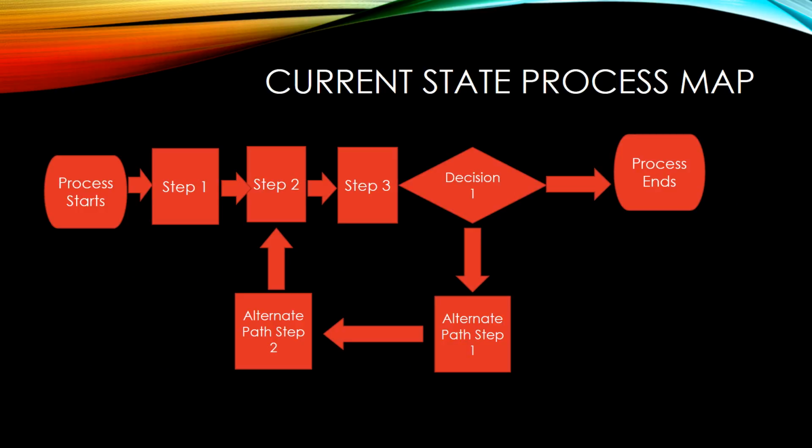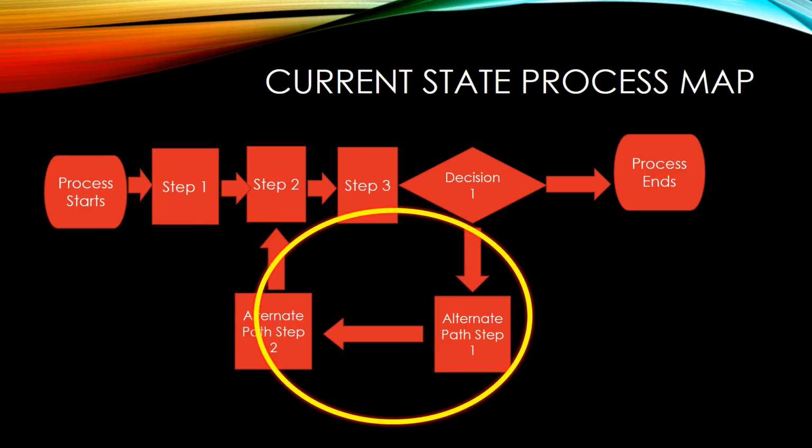Just as an example, when we talk about current state process maps, they will likely look something like this. We want to examine how that process starts, the miscellaneous steps that lead up to various decisions, and how that process eventually ends and what that cycle time is, how quickly we get that to our customer.